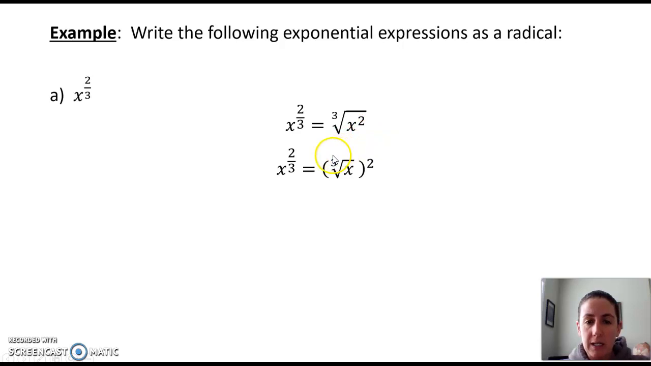Now that can also be written as the cube root of x, squared. So you can either take the root first and then the exponent, or you can take the exponent first and then the root.